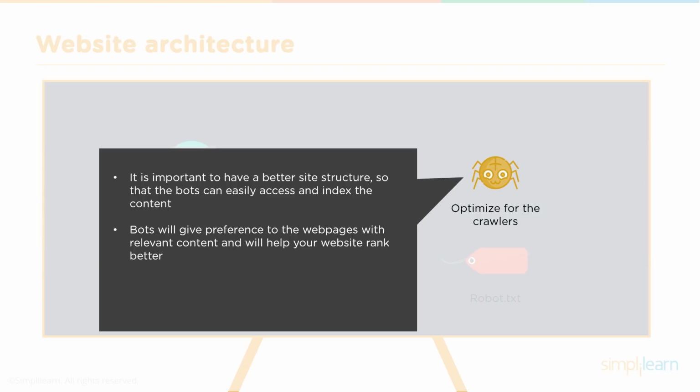So remember, it's better to have a good site architecture that bots can easily index. Bots will give preference to web pages with relevant content, and in the end, it will help your website rank better. And as a side note, always use a sitemap to make it easy for the bots to crawl your website. We covered that in on-page.